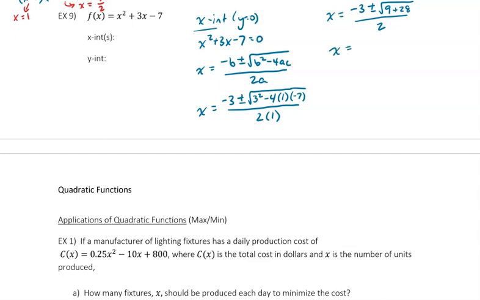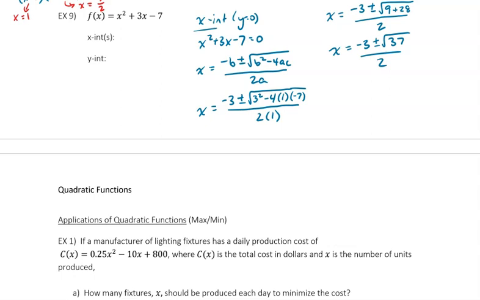Then we can go ahead and simplify that square root a little more. So it's going to be -3 plus or minus the square root of 37 all over 2. And the square root of 37 does not simplify in any way. So we're going to just leave it like that. We're going to have it as an exact answer in this case. If you need to, you can always plug this into your calculator to get your approximate answers.